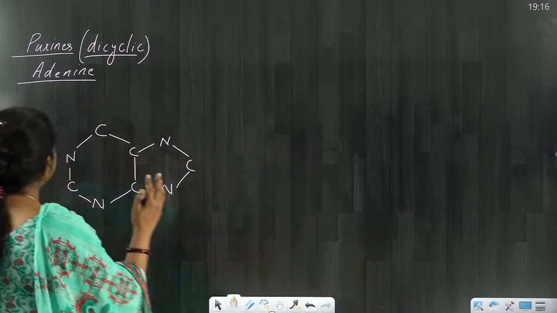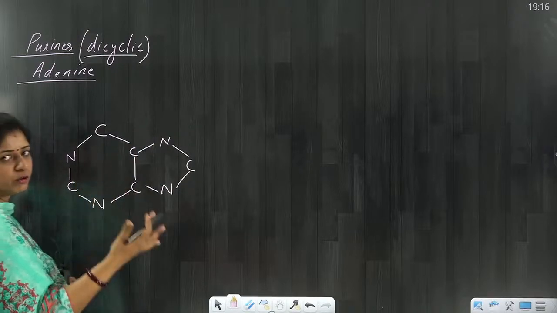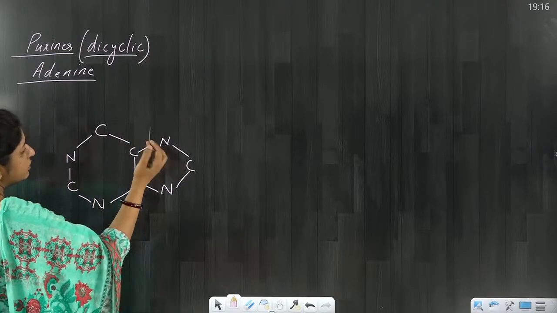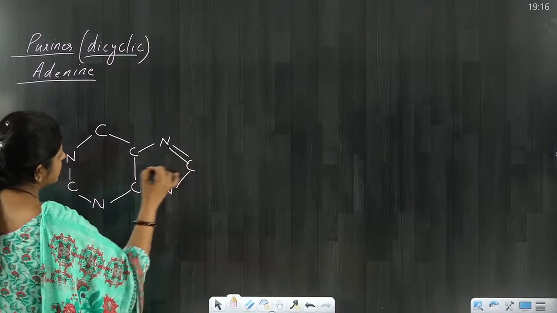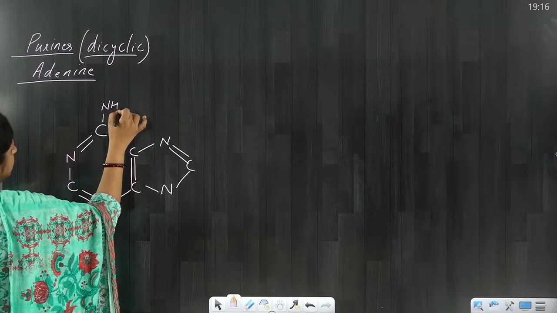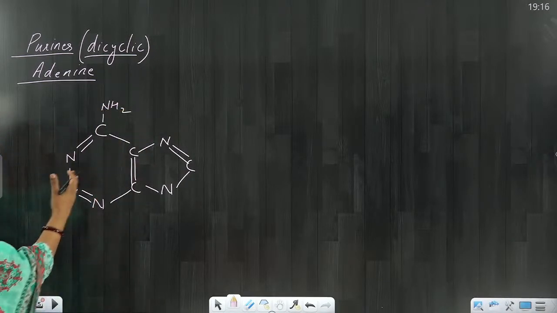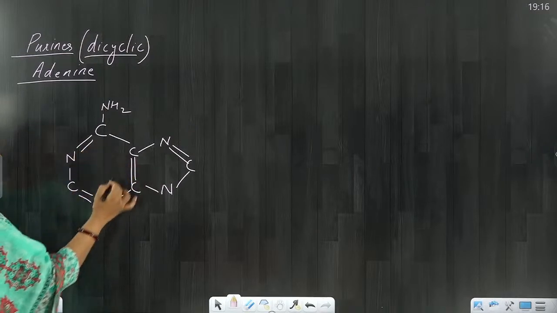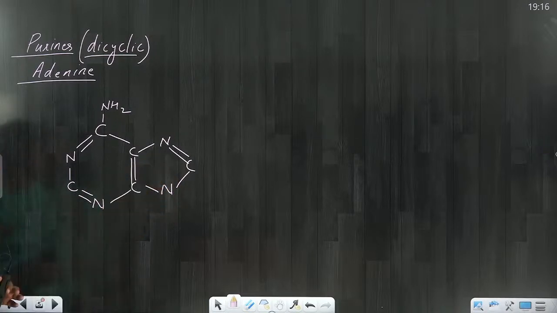Now let me draw it completely. I am not taking valence completion, hydrogens I am not taking. Nitrogen has valency 3, carbon 4, you know very well. Simply I am making the bonds right now. Here will be the NH2 group. This is the structure of adenine. Can you see it is dicyclic, and both the rings have carbon as well as nitrogens? That's why you call it heterocyclic.